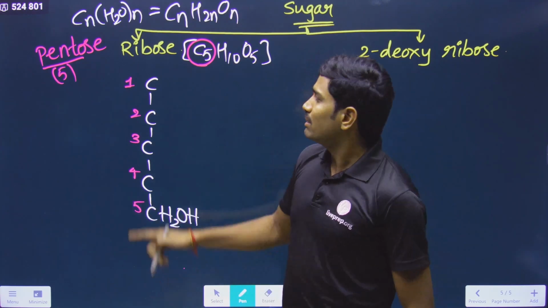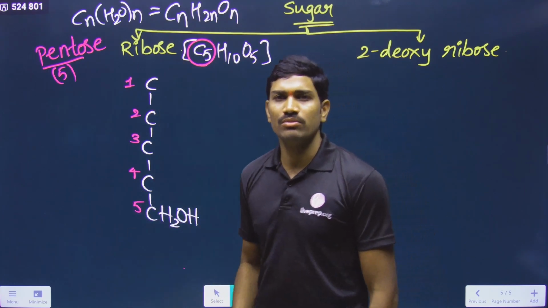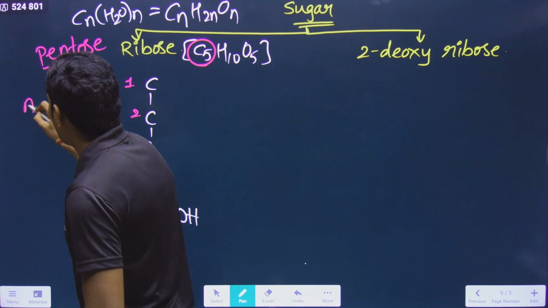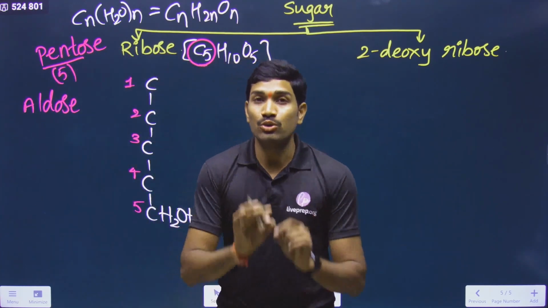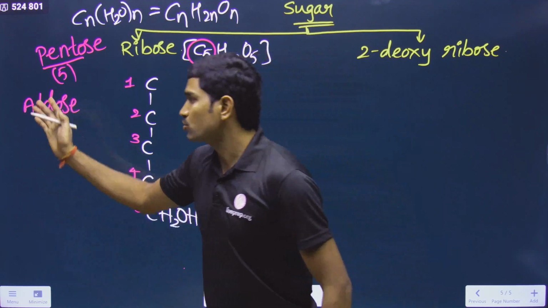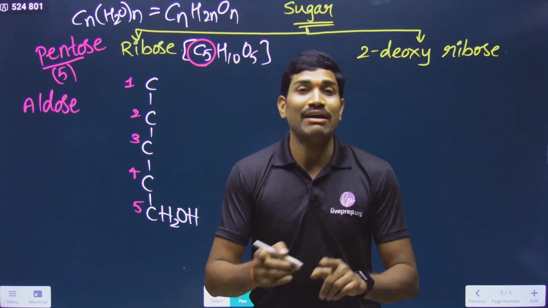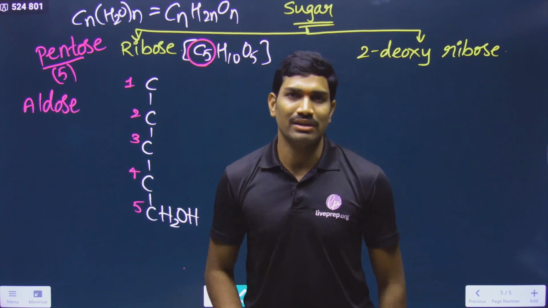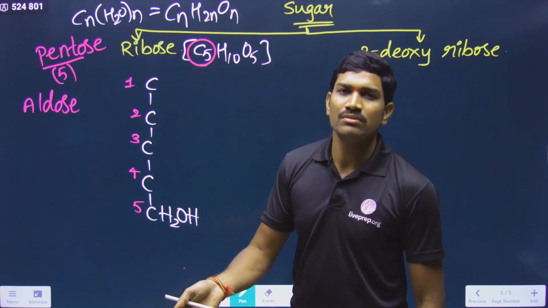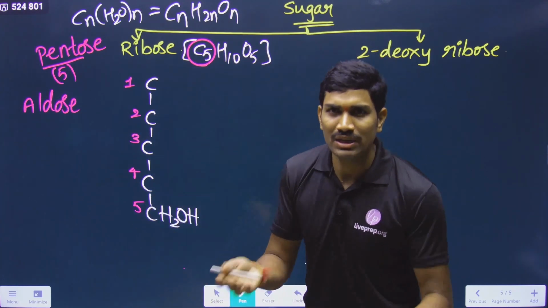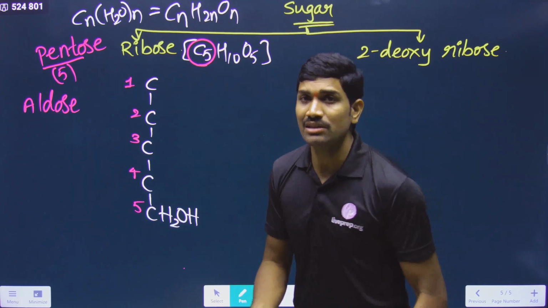Good. But does it contain an aldehyde group or a ketone group? This is very important. This is an aldose sugar. What is aldose and ketose? The sugar having an aldehyde group is called aldose sugar. The sugar having a ketone group is called ketose sugar, right? Now tell me, this ribose is aldose or ketose? Does it contain an aldehyde group or a ketone group? That's what my question is. What is present in this?